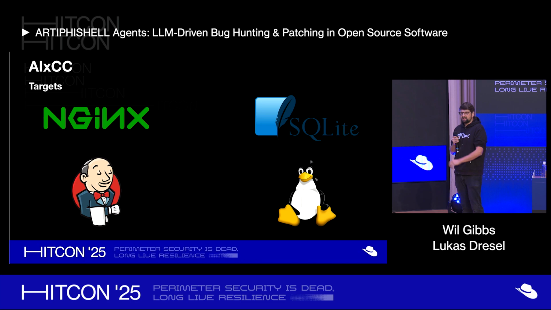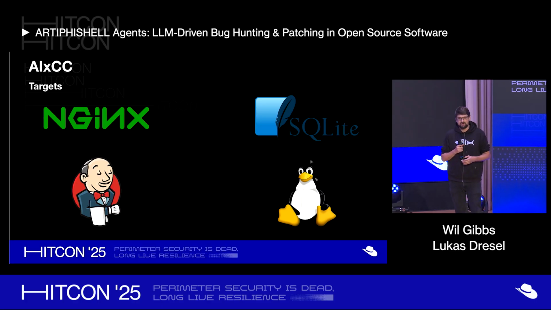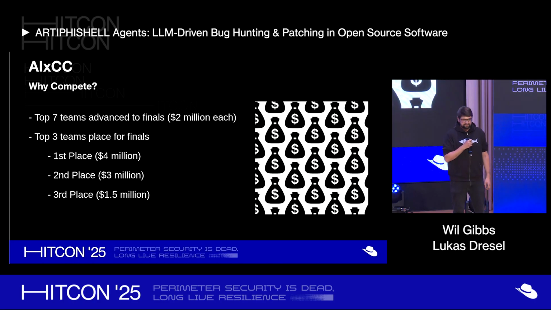Now, the target list kind of started for semifinals with 4 targets that we were given as examples: nginx, SQLite, Jenkins, and the Linux kernel. And as one might expect, those targets are actually pretty big and pretty hard. And so that kind of set the stage for both semifinals and now finals of where the competition is going to try to make us go and find real-world bugs in real complicated software.